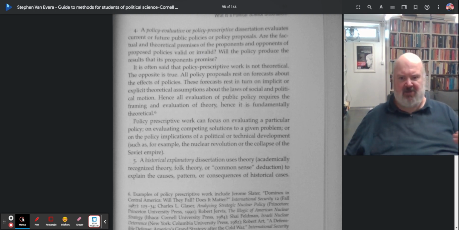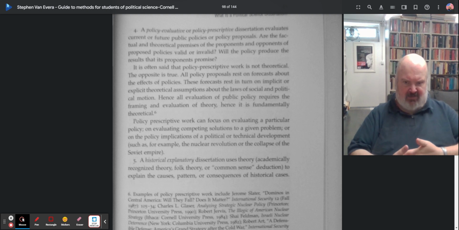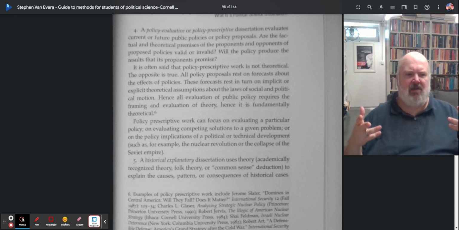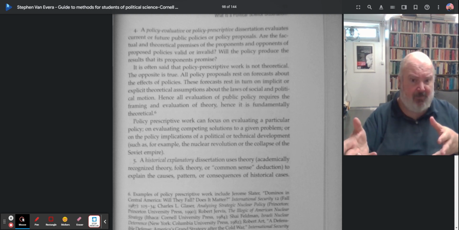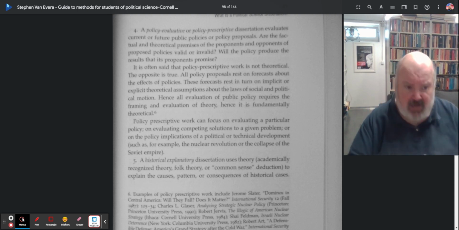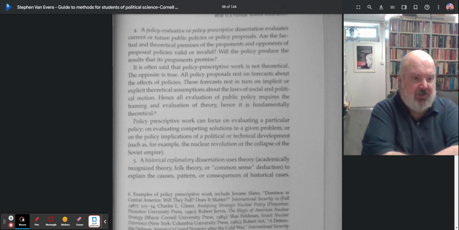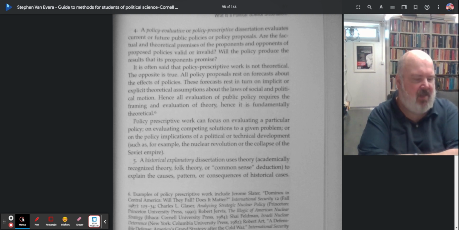Are the factual and theoretical premises of the proponents or opponents of the proposed policy valid or invalid, or is the existing policy valid? This is policy evaluation, a thing that's very much in public policy circles. If you're doing political theory or domestic policy, you're doing policy evaluation. You ask what the premises of the policy are. This is evaluate, not just describe. A lot of people think that by describing the phenomena they're doing evaluation. No, you're not. What you're doing is describing the phenomena. Now you have to evaluate it. It's not policy reporting, but policy evaluation.